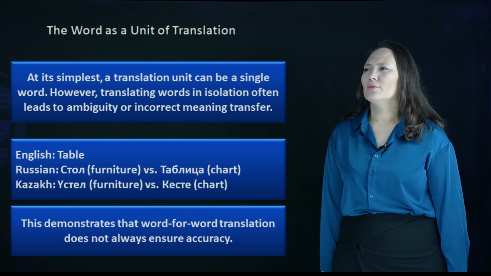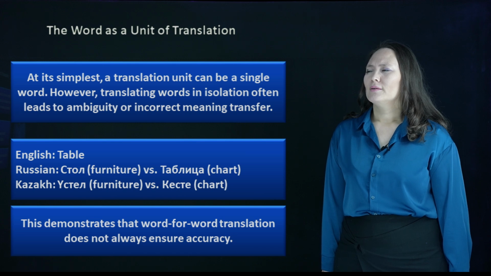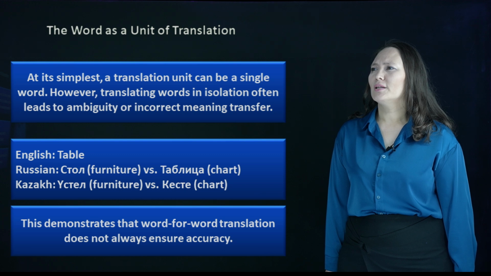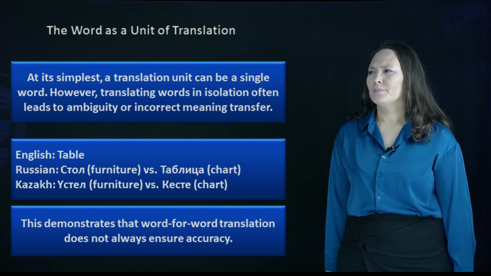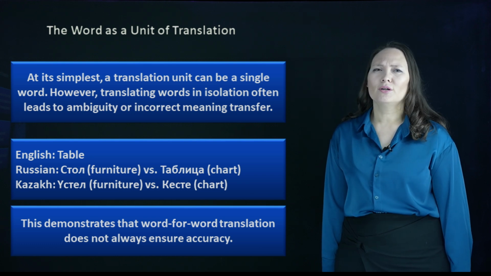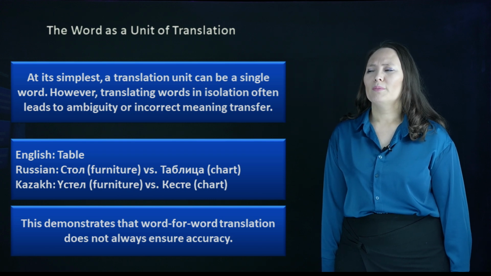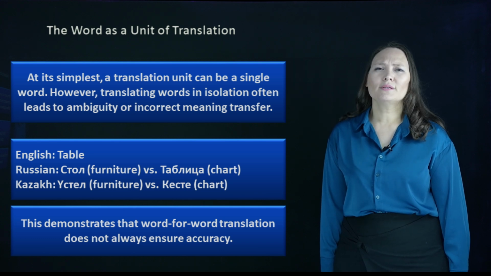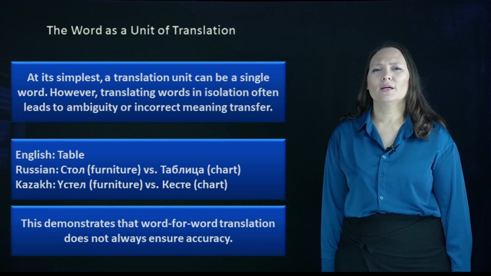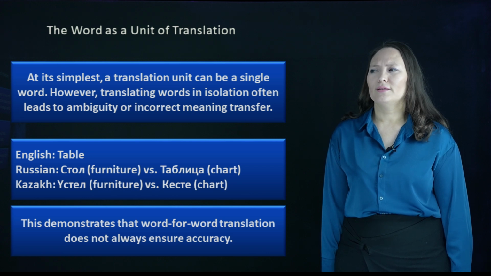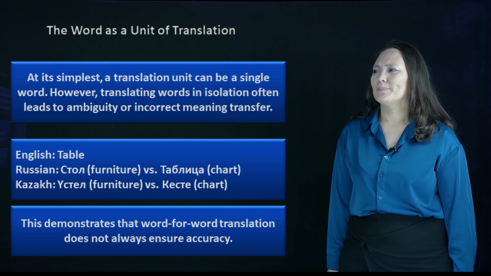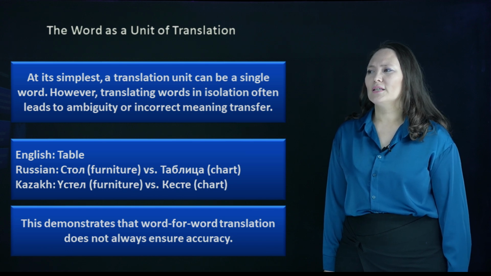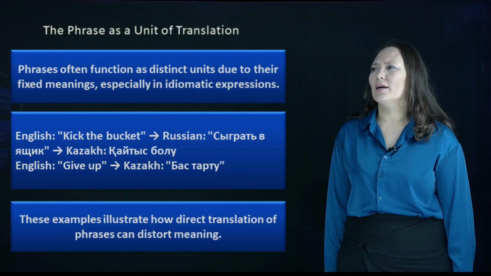The word as a unit of translation. At its simplest, a translation unit can be a single word. However, translating words in isolation often leads to ambiguity or incorrect meaning transfer. For example, the word table. In Russian it has the meaning stol, but there is another meaning which means tablitsa. The same is true for Kazakh. The first meaning of the word table in Kazakh is stil, and another meaning is kesti. This demonstrates that word-for-word translation does not always ensure accuracy.